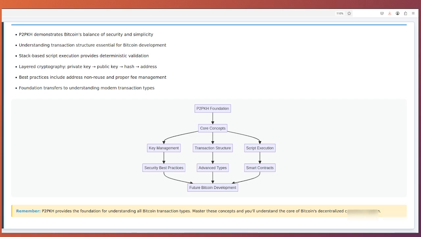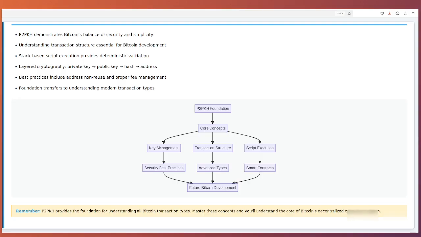The script execution model, with its stack-based virtual machine and specific sequence of operations, provides security through deterministic behavior and limited complexity. While Bitcoin script is less flexible than Turing-complete smart contract languages, this limitation is actually a security feature that makes Bitcoin transactions easier to reason about and audit for correctness. Security best practices like avoiding address reuse, using compressed keys, and implementing proper key management are not just theoretical concerns but practical requirements for safely using Bitcoin.